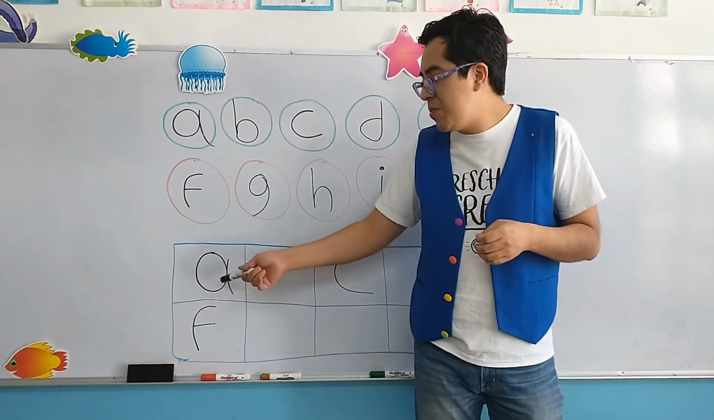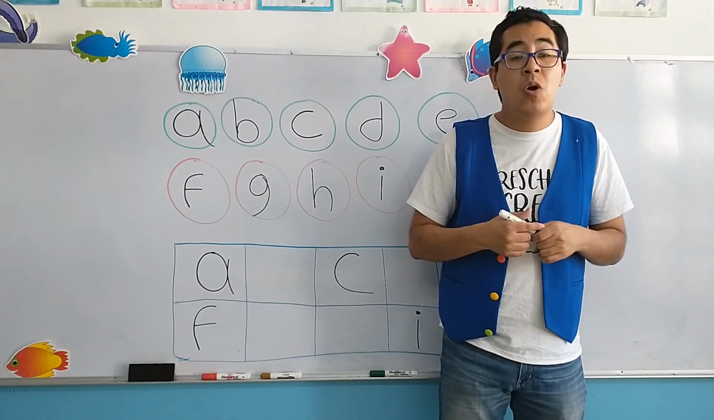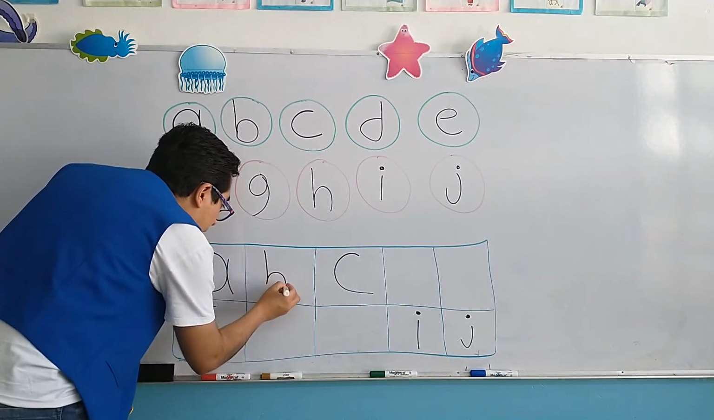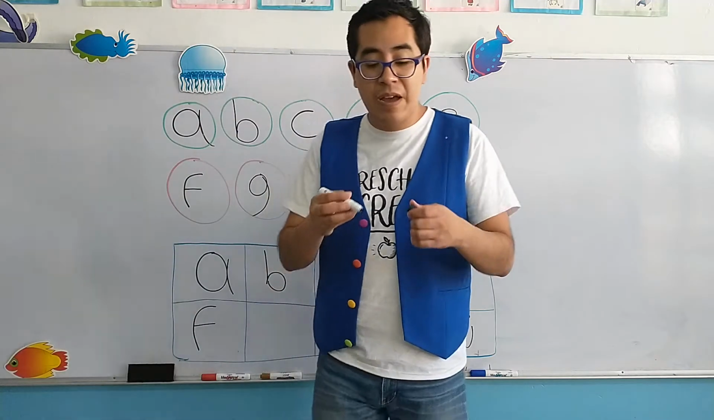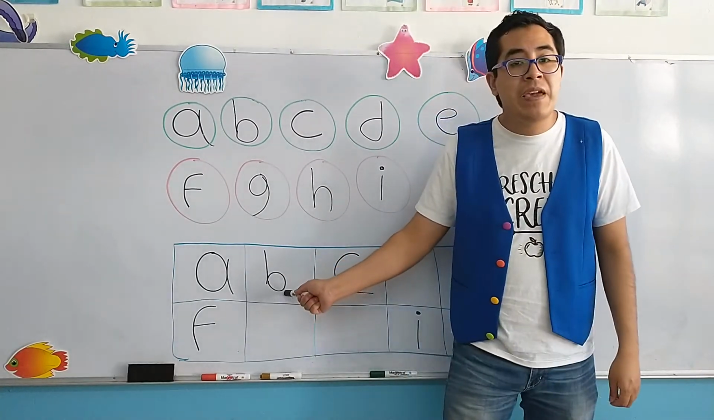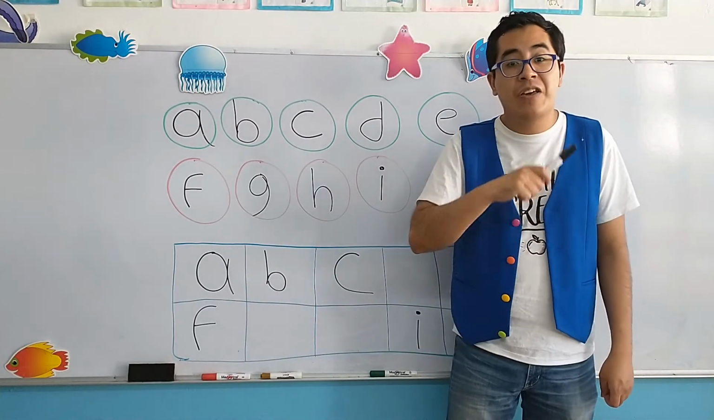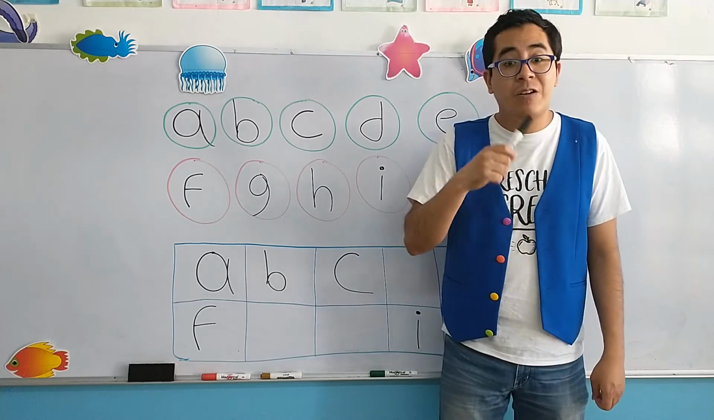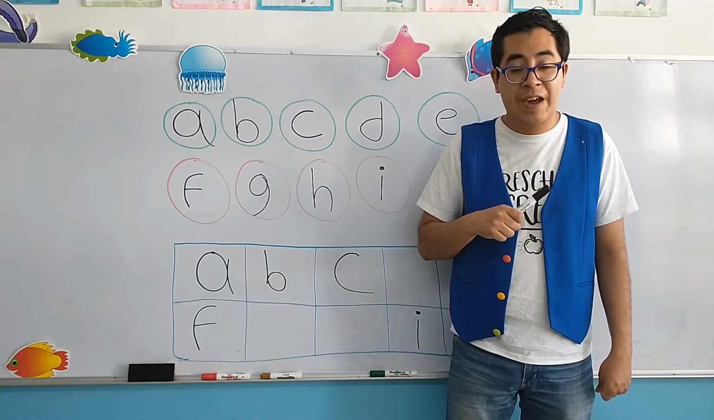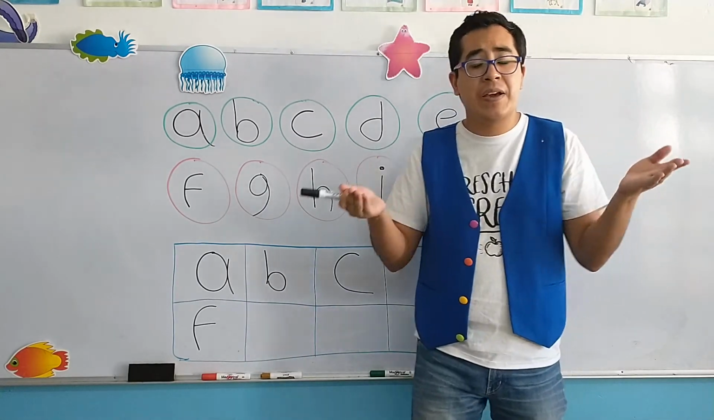Okay? After small a, what's the next letter? Small b. The letter of Brenda. The letter of Barbie. The letter of Barbara. Okay? After small b, what's the next letter? Small c. The letter of Carlos. The letter of Charles. The letter of Christopher.